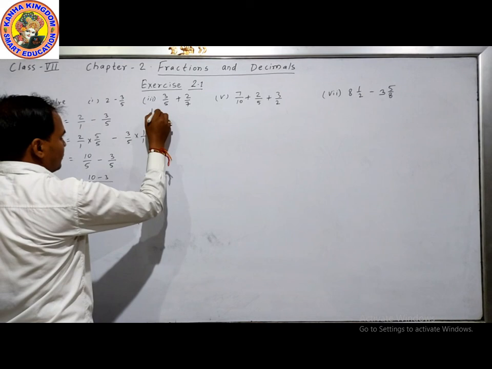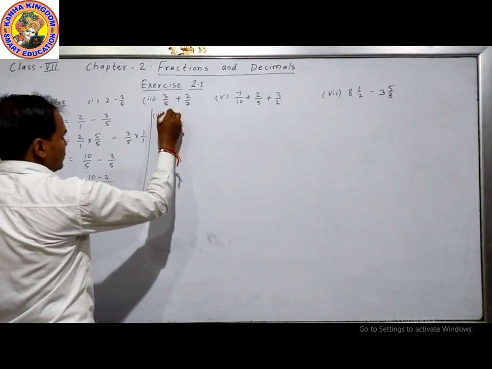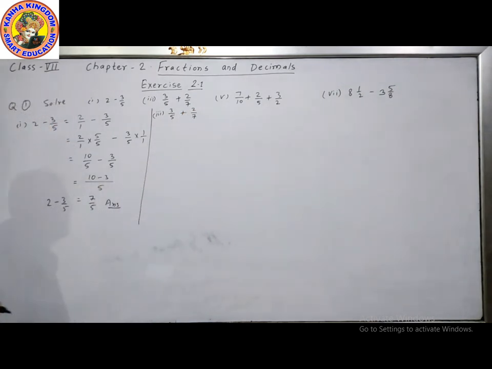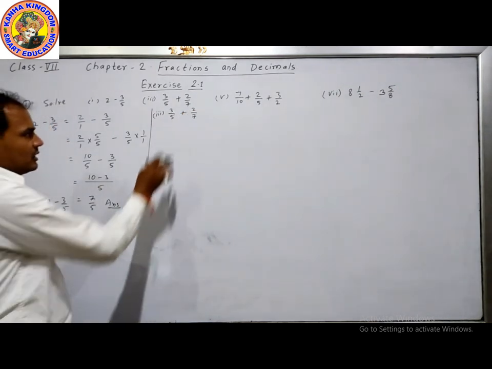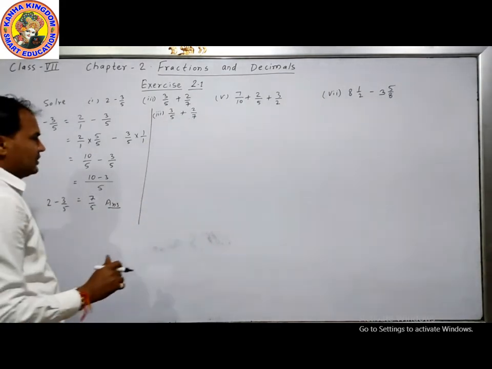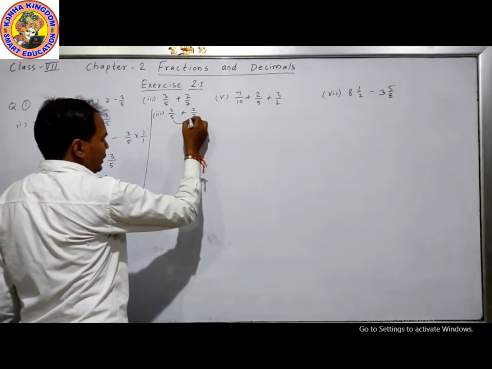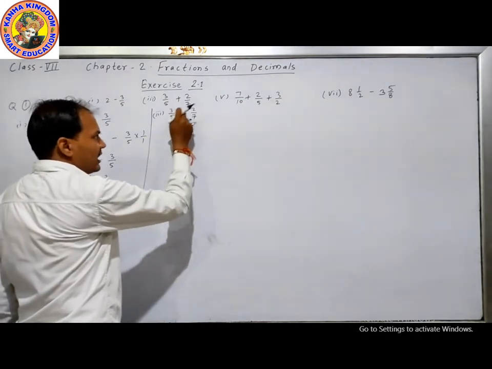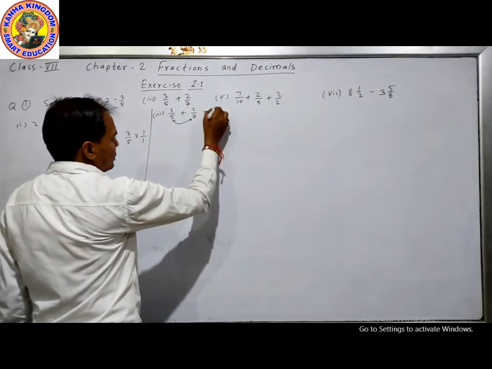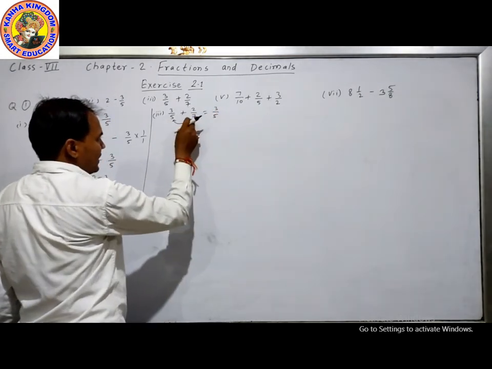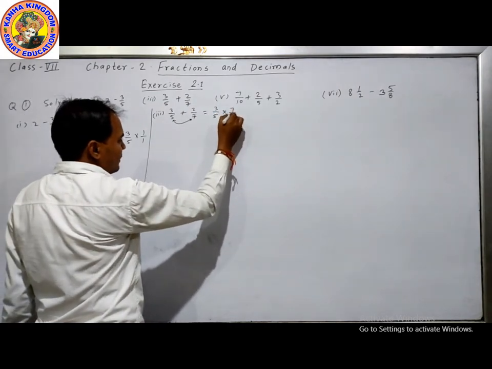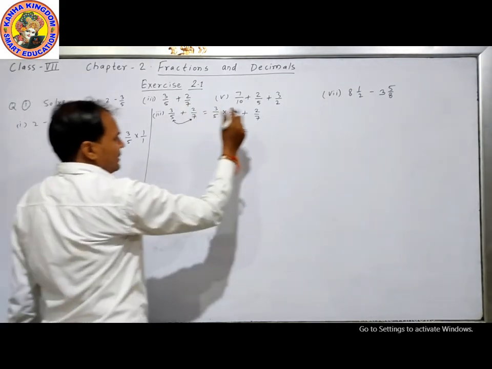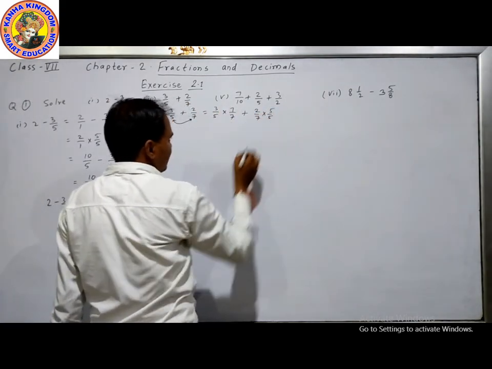Taking the third question. 3 by 5 plus 2 by 7. There are two fraction numbers. We see that the denominator will be equal. So the first number will be multiplied by 7, the second number will be multiplied by 5. So the first number 3 by 5 multiplied by 7, then 7 and 7, plus the second number 2 by 7 will be multiplied by 5. This is 5 and 5.